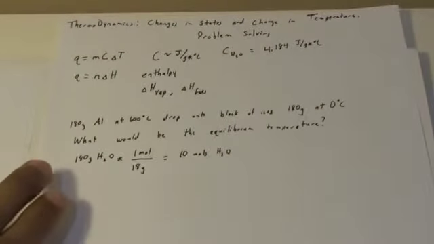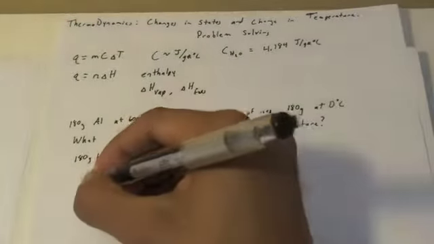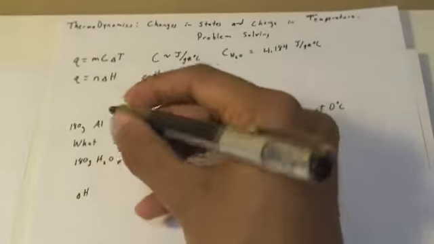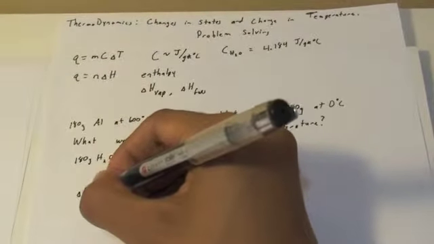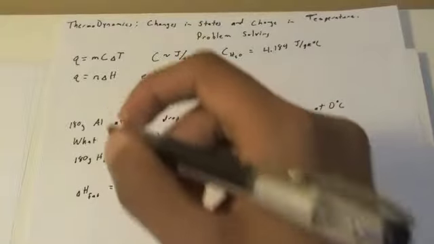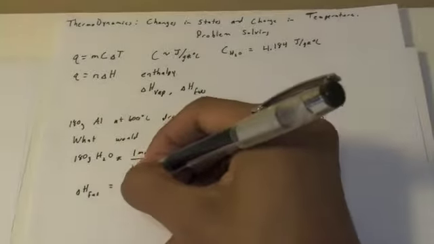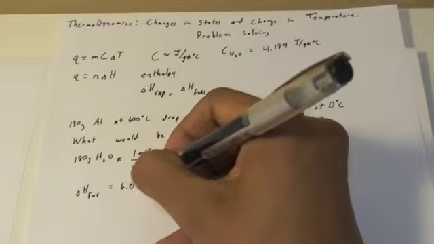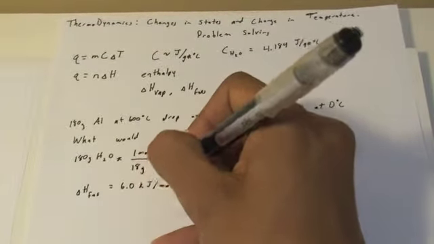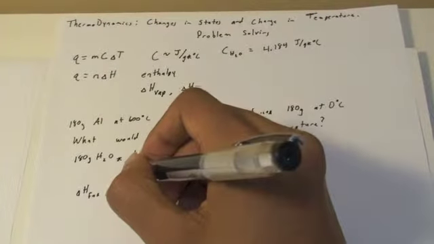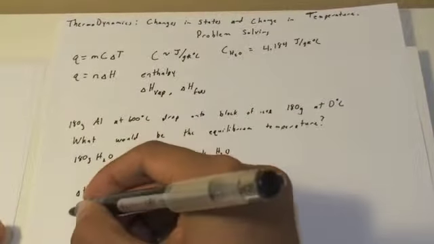And now, you'll need to look up this delta H. It's nothing that you can derive or something like that. It's experimentally determined. And so for water, the delta H is 6.0 kilojoules per mole. So let's just look at how much energy that requires.